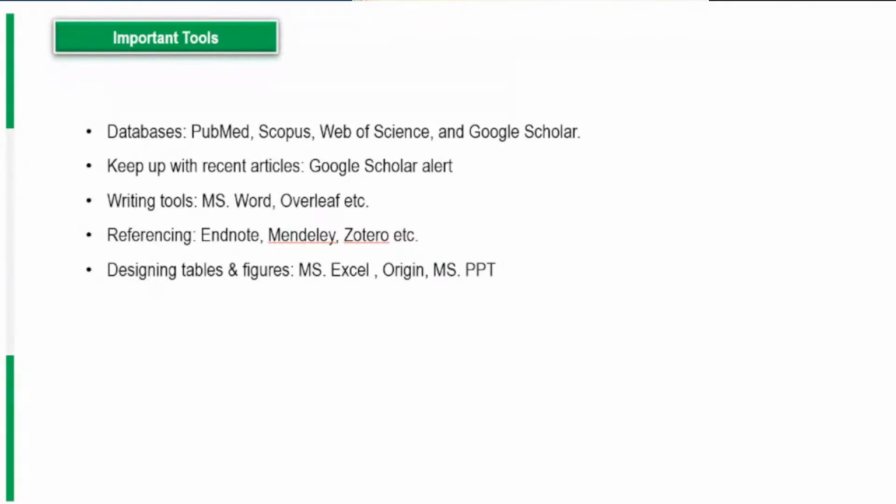Also, one of the challenges is selective and biased reporting. Sometimes when you are writing your review, you need to be open-minded. You understand?